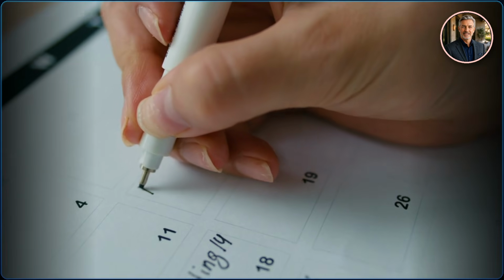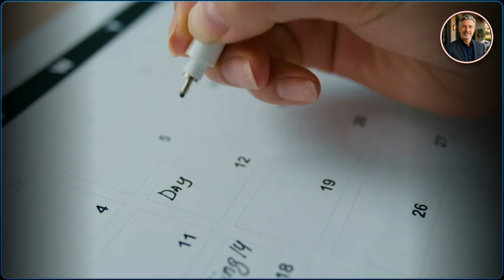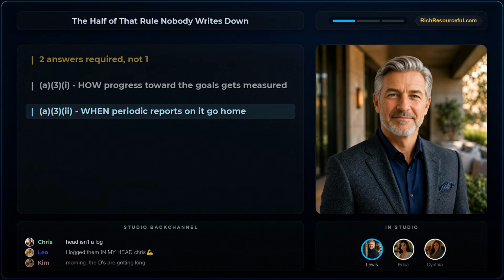Lewis here, read the second pubgraph out loud sometime, since it's the one that goes missing. When periodic reports on the progress the child is making toward meeting the annual goals will be provided. That is not a promise about your data so much as a promise about a calendar, and it binds you in October exactly the way it binds you in May.